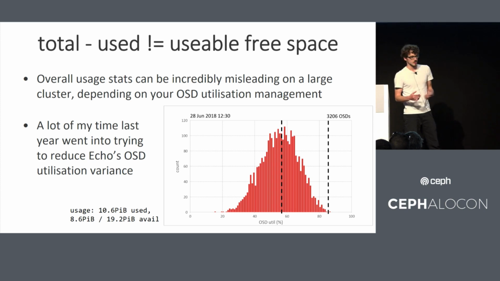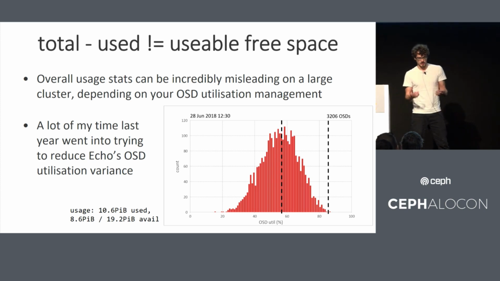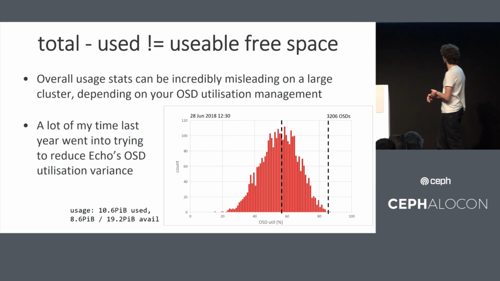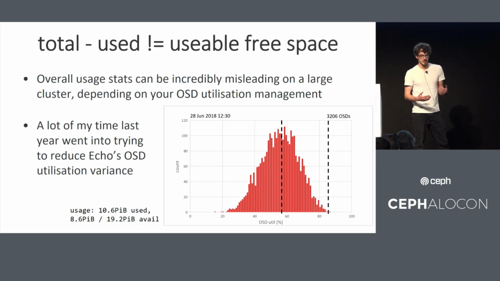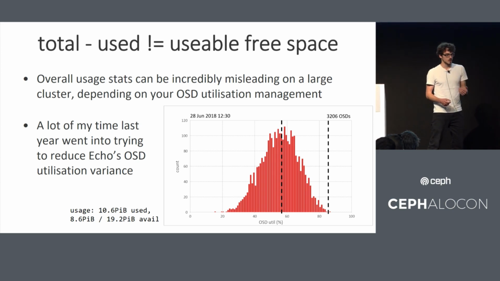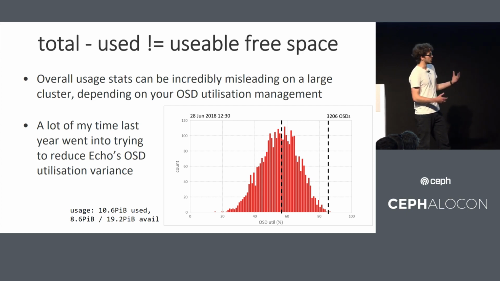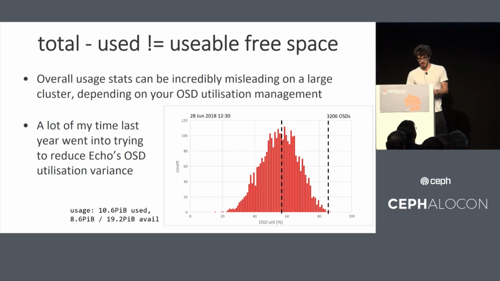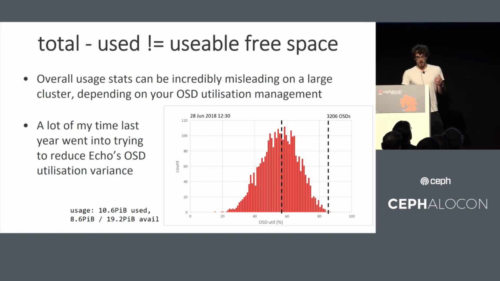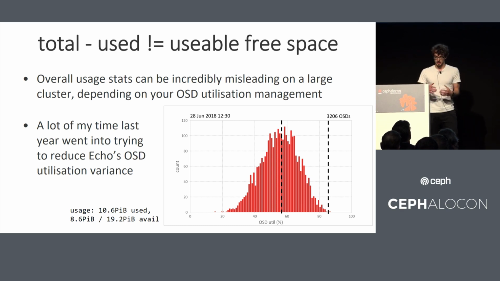Looking at your general usage statistics on a large cluster, specifically one with a large variance in OSD utilization, the numbers can be incredibly misleading. In the example here, the cluster is just over half full in terms of raw used capacity. But if you look at the fullest OSDs, we're over 80%. If you tried to write another 8 petabytes into that cluster, you would run out of space very quickly. There's probably space for another 1 or 2 petabytes before your fullest OSDs approach 100%. So they're not useful numbers to look at if you have a lot of variation in your OSD utilization.